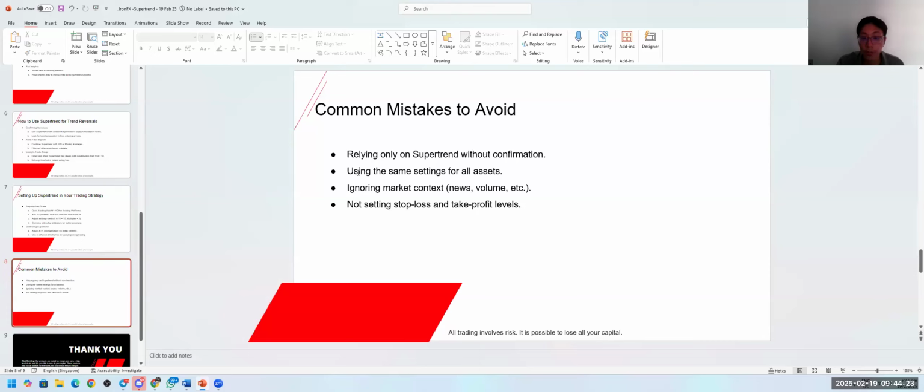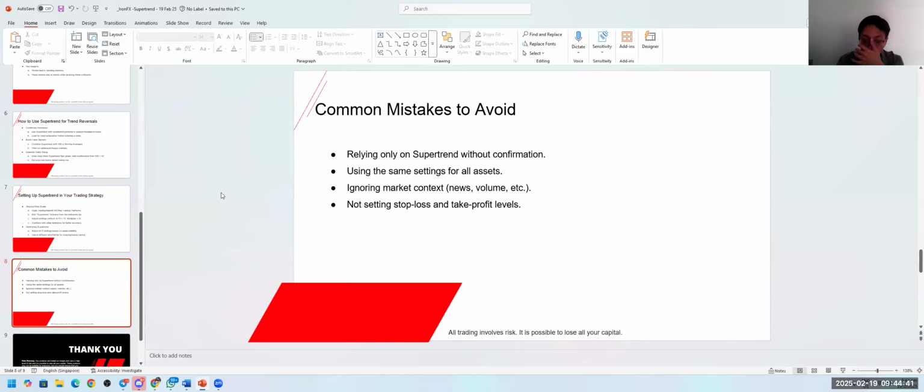Then, you use the same settings for all assets. Don't change your settings, just use the default ones. It's okay to use the default ones. I don't know, sometimes there might be some better settings out there, but usually I just use the default ones. I've tested the default ones, it's okay.